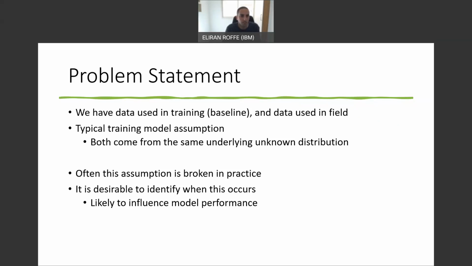So what is basically the problem? The problem is that we have some initial assumption that both baseline data and field data come from the same distribution, even if it is an unknown distribution. But often this assumption is broken, and I will show a typical example in the next slide. And when we have this drift, we're likely to have an influence on the model performance. It means that the performance will decrease.